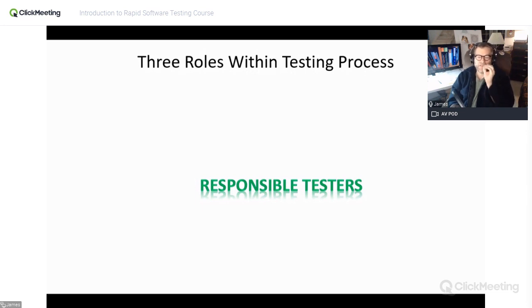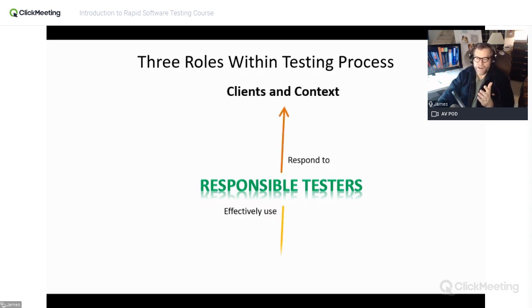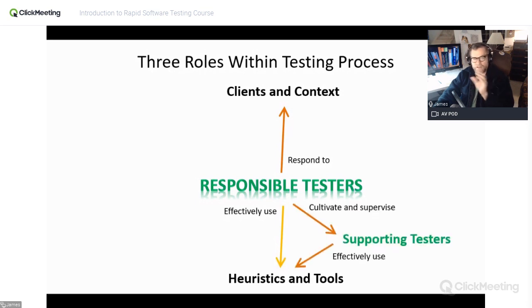That's the point at which you are a responsible tester. The responsible tester responds to clients and context. The responsible tester makes effective use of heuristics and tools. Now, there's another kind of tester called a supporting tester. Supporting testers are not responsible for the quality of their own work. They're only responsible for helping out with the testing, for helping the responsible tester get the job done.